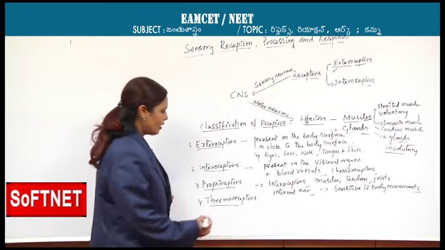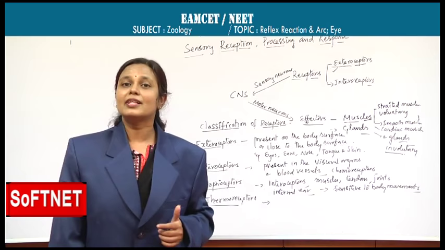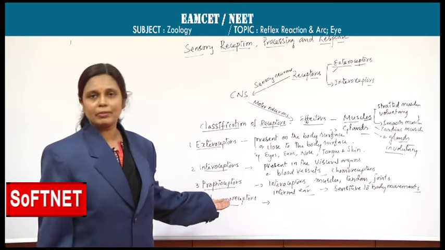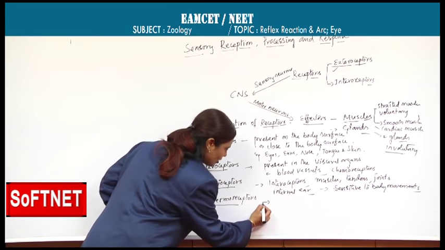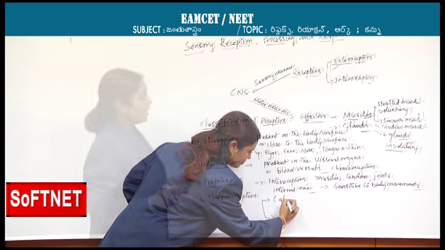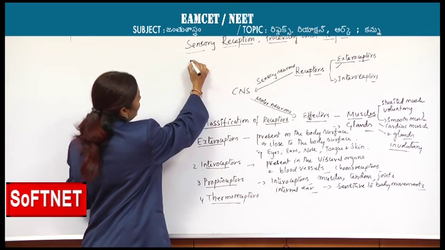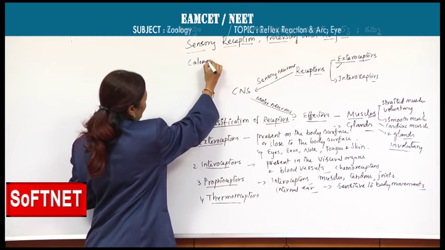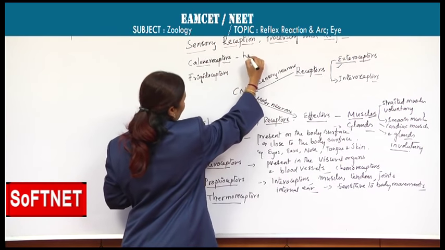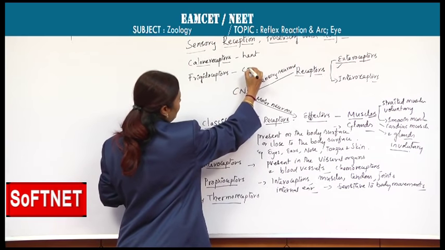Then thermoceptors or thermoreceptors. They are specialized in sensing changes in temperature. Thermoreceptors are of two different types. Number one, caloriceptors. Caloriceptors are specialized in receiving heat, and frigidoceptors are sensitive to cold.